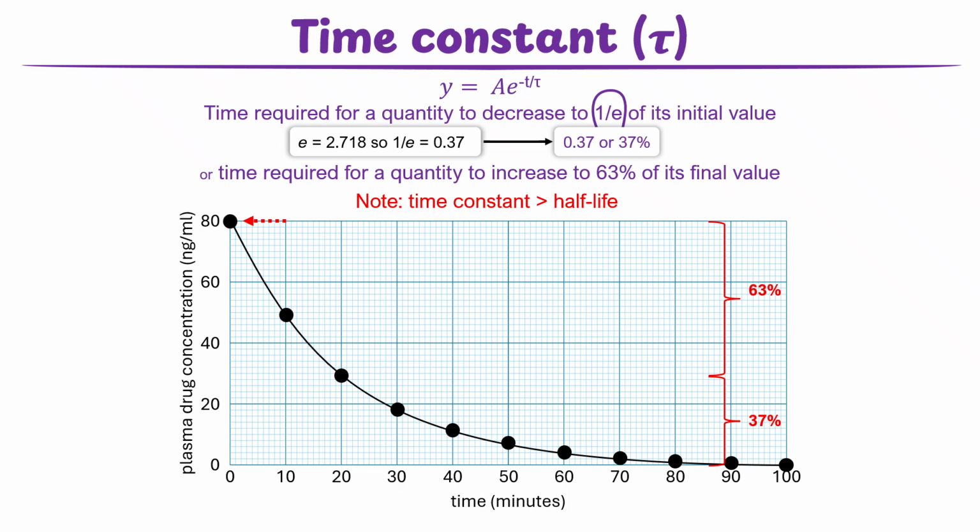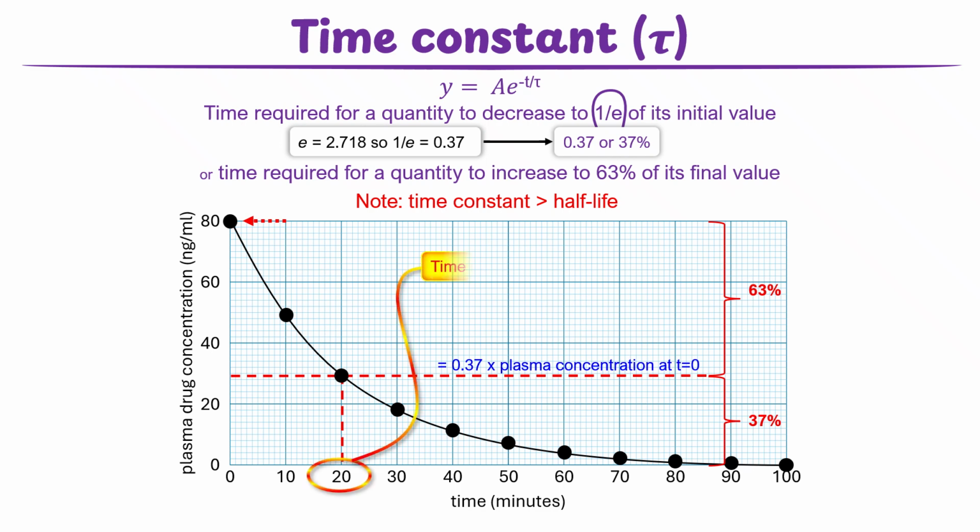Draw a horizontal line from this 37% level until it meets the exponential curve. From that point, draw a vertical line down to the x-axis. The time where this vertical line reaches the x-axis is the time constant. In this example, the time constant is 20 minutes.